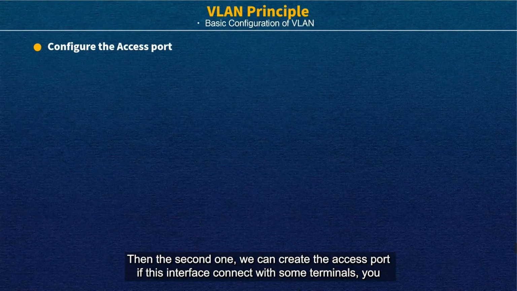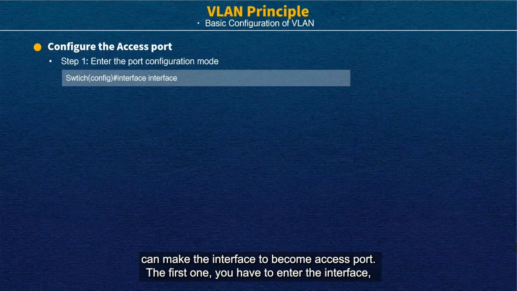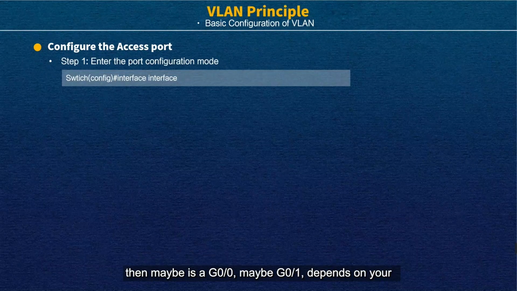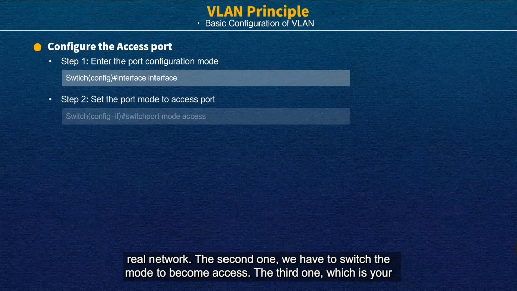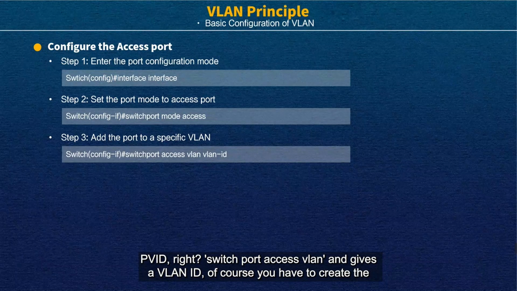Then the second one, we can create the access port. If this interface connects with some terminals, you can make the interface become an access port. The first step, you have to enter the interface, maybe it's gigabit 0/0, maybe gigabit 0/1, depending on your real network. The second step, we have to switch the mode to access. The third one, which is your PVID, right? switchport access vlan and give the VLAN ID. Of course, you have to create the VLAN first.